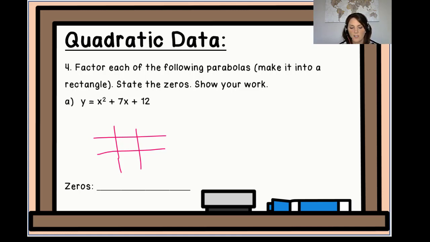So what we're going to do is make a kind of table. On our table, we need to have our x squared plus 7x plus 12. We can easily put in the x squared and the 12 in our table, but we need to figure out 2 numbers that add to give the middle term of 7x, and those same 2 numbers need to multiply to give the 12.